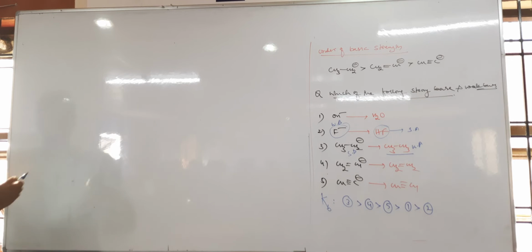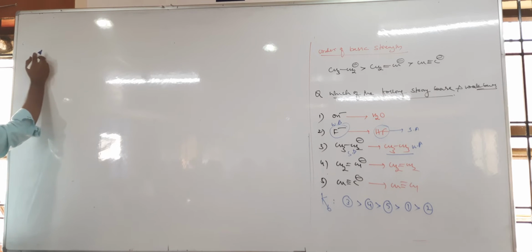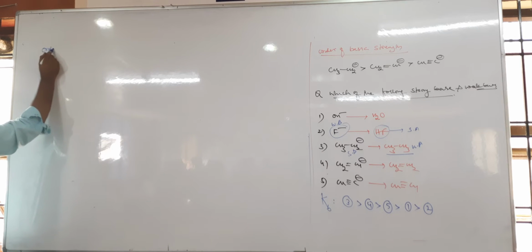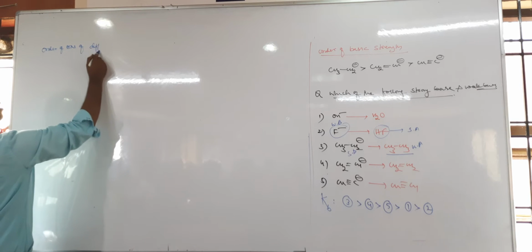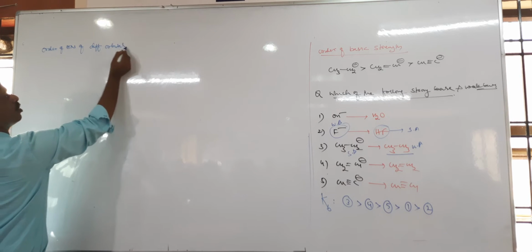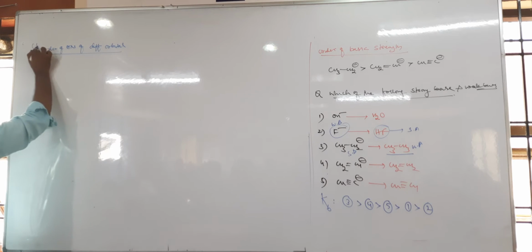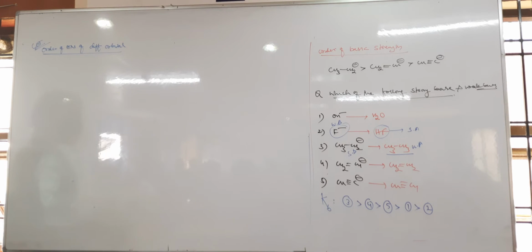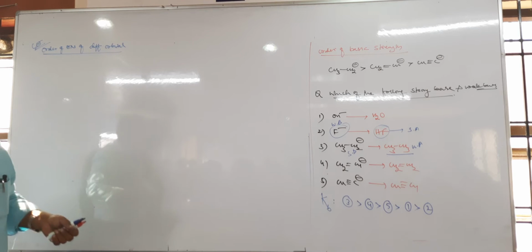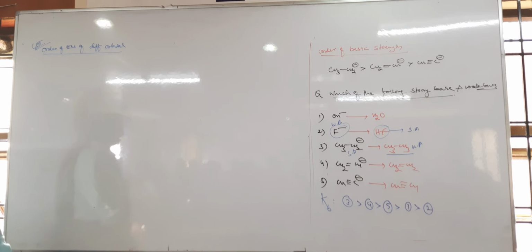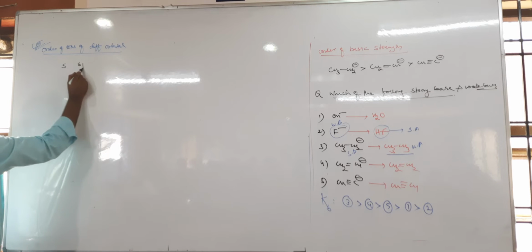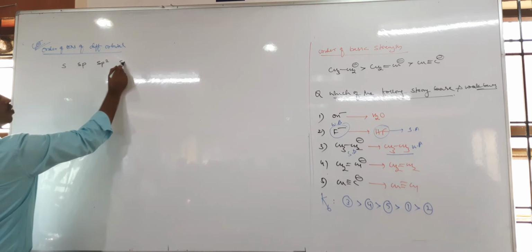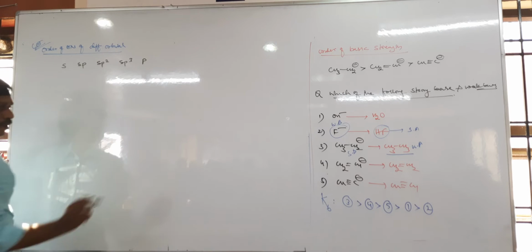Okay. Next is the order of electronegativity of different orbitals. This was a question that previously appeared in CET. Even in chemical bonding also we study this. So what is the order of electronegativity of the different orbitals? Let us take s orbital, sp, sp2, sp3 and p.